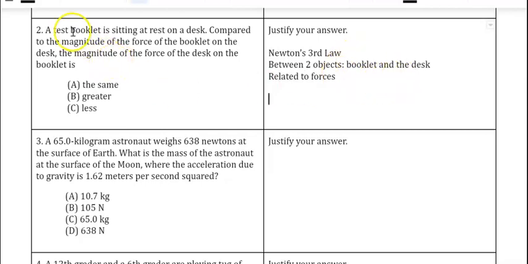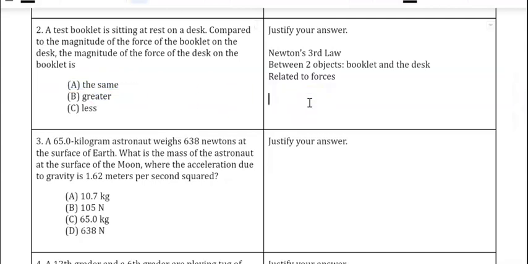It's two objects, the booklet and the desk, and they start by talking about the force of the booklet on the desk, but then they switch the objects. They say the desk on the booklet. So when they switch the objects, that's another sign that we're looking at a Newton's third law problem. The whole point of Newton's third law is that the forces are equal. So right away, I kind of know it's going to be choice A. The forces are the same because that's the whole point of Newton's third law.